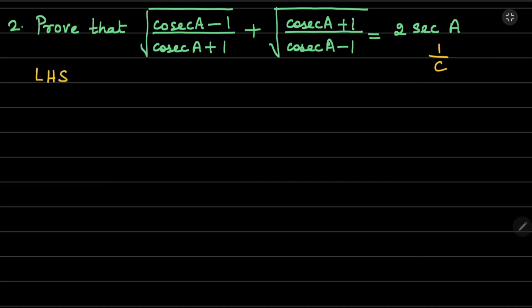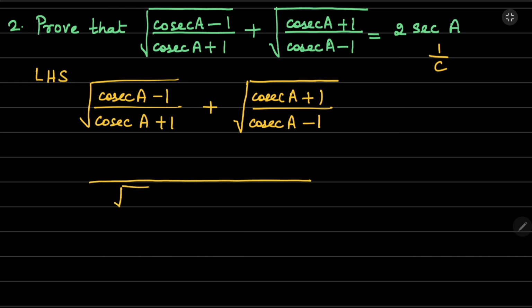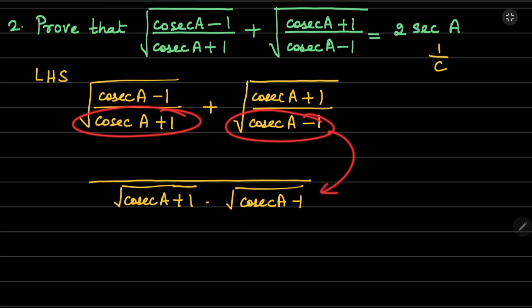Let's take the LHS. So here you have root of (cosec A minus 1) divided by (cosec A plus 1), plus square root of (cosec A plus 1) divided by (cosec A minus 1). Take the LCM. So what would be the LCM? It will be root of (cosec A plus 1) multiplied by root of (cosec A minus 1). This multiplied by this will be the LCM.